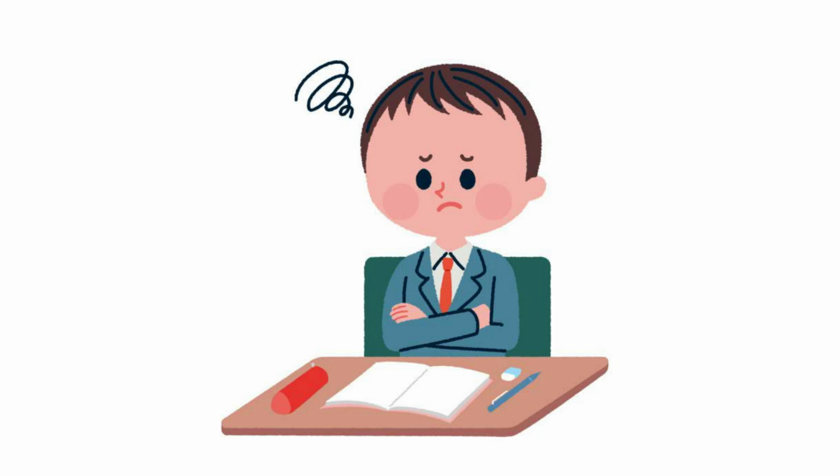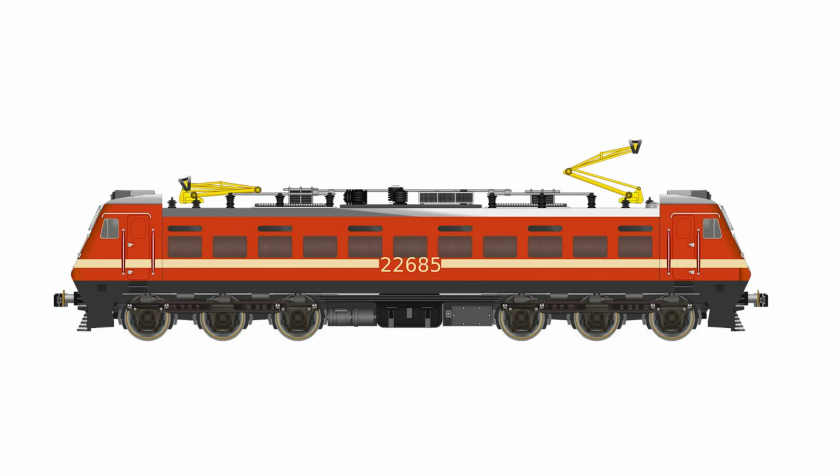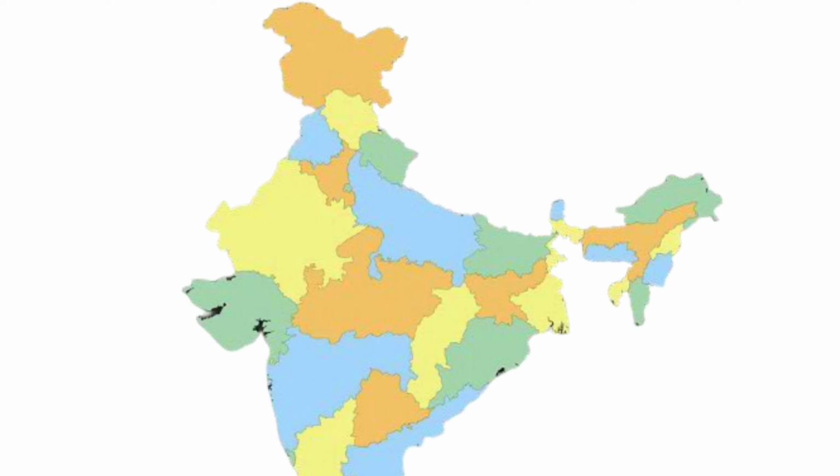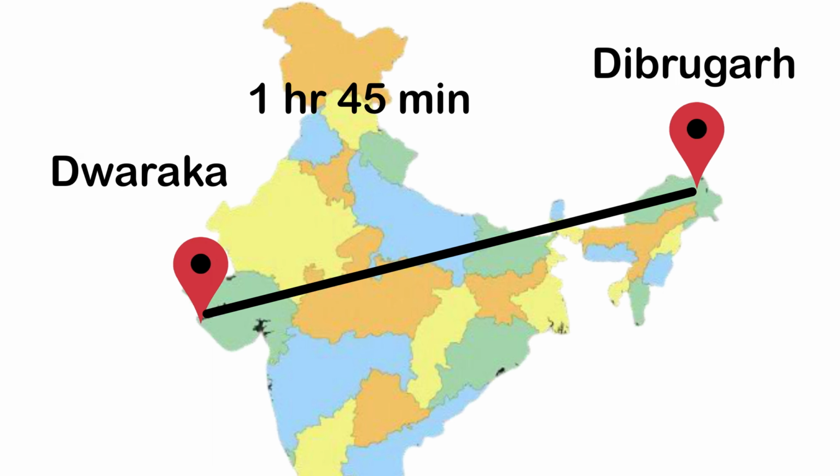For example, it will be difficult to prepare a timetable for trains which cross several longitudes. In India, for instance, there will be a difference of about 1 hour and 45 minutes in the local times of Dwarka in Gujarat and Dibrugarh in Assam.